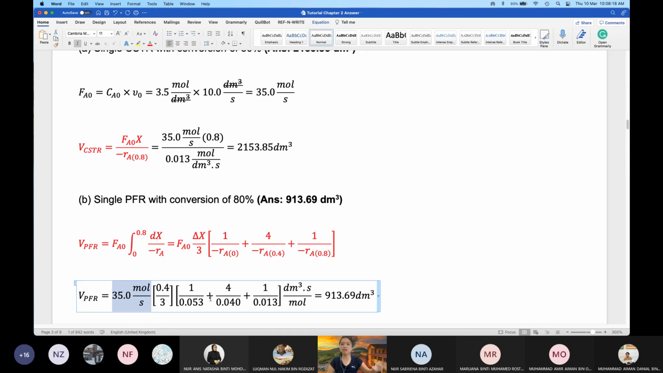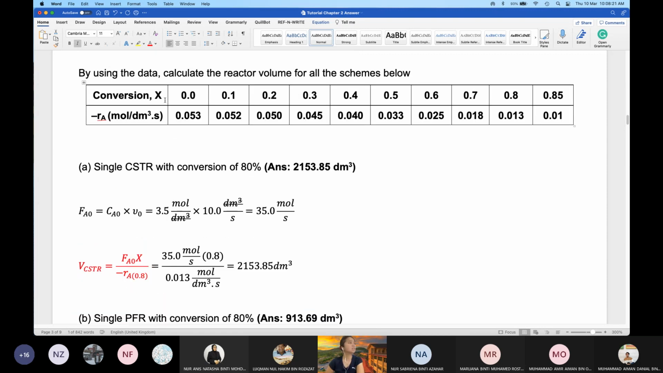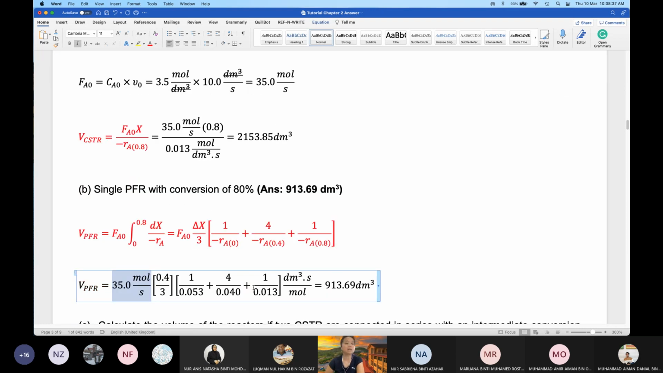Okay, in the bracket, tengok table. When my x is 0, minus RA 0.053. When my x 0.4, minus RA 0.040. When my X 0.8 minus RA 0.013. So kamu replace saja dengan nilai. Don't forget, kamu kena divide by the value. You calculate correctly, you get the volume as 913.69 dm3. So this is the volume of a single PFR if we want to achieve conversion of 80%.